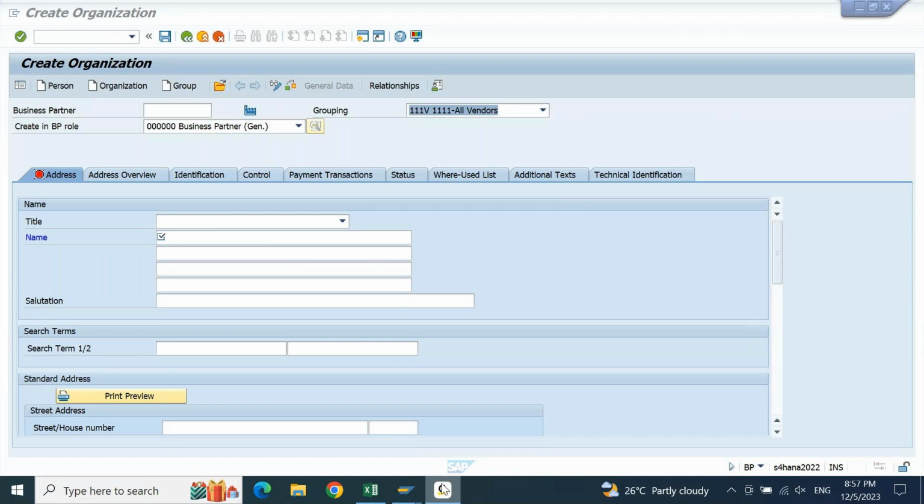Sir, can we make partial, residual, and vendor advance payment through the APP program? Only partial can be made. Advance can be made. Partial, not residual.